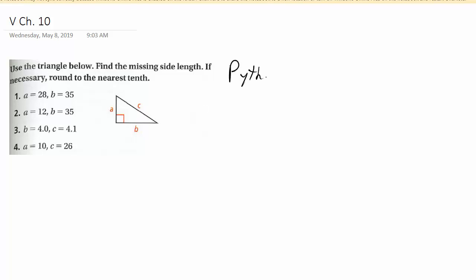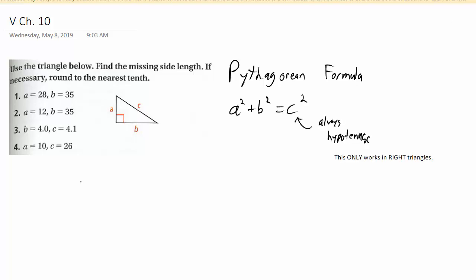Okay, so we're using the Pythagorean theorem for these first four, rather. Remember that the Pythagorean formula can only be used in right triangles. It doesn't work in triangles that don't have one right angle. So you just make the legs A and B, and set those in. C always has to be the hypotenuse.